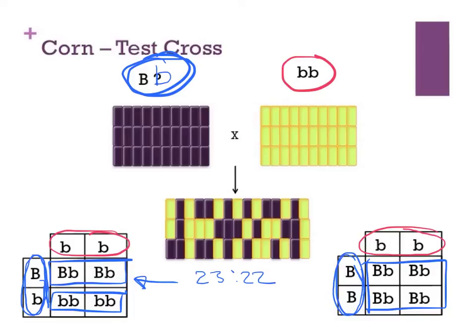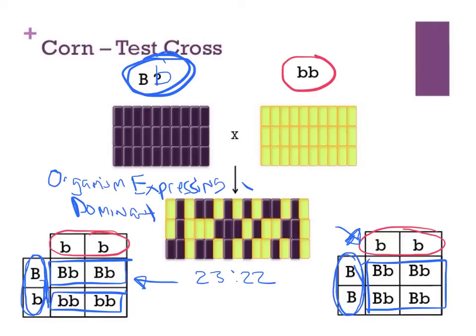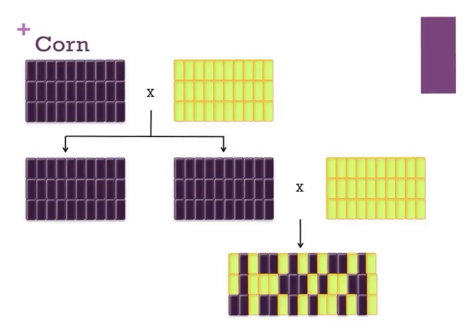In fact, it has to be, because if they were both big B's, it would be impossible for there to be any yellow ones produced. And so that's what we do with the test cross. You take your organism expressing a dominant trait, and once again, we don't know if it's homozygous or heterozygous. That's what we're testing. And you cross it with a recessive organism, and you'll be able to figure out if it is homozygous dominant, or in this case, heterozygous dominant. And so this is kind of how the test cross works.